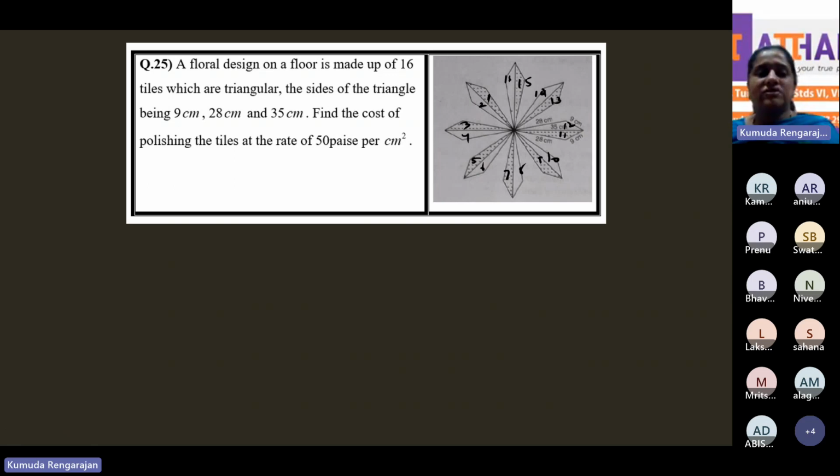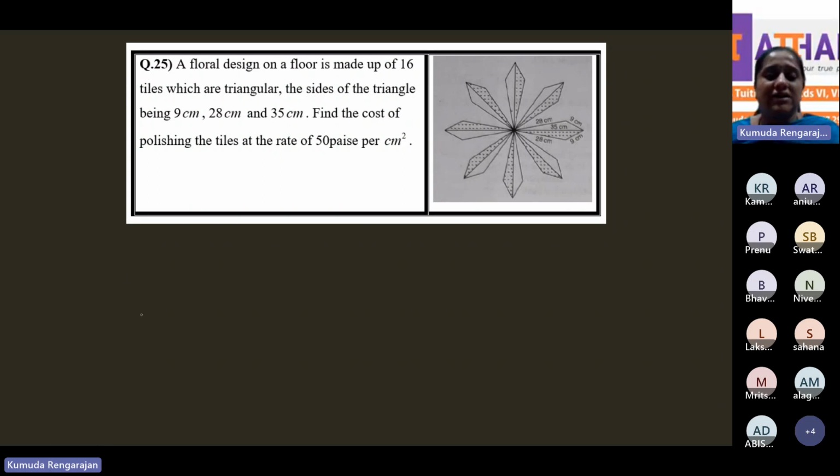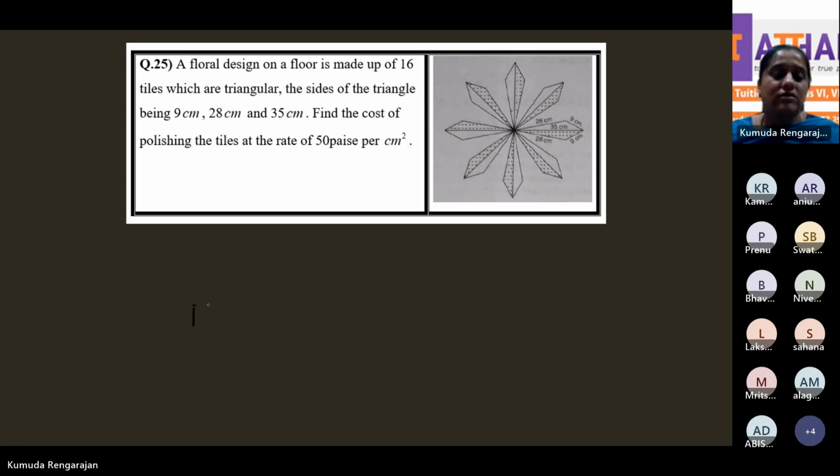The tiles are triangular, children. So one tile is placed like this. The other tile is placed like this. So that forms a petal. Two tiles put together form a petal.